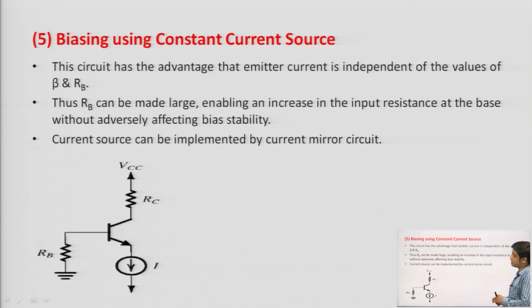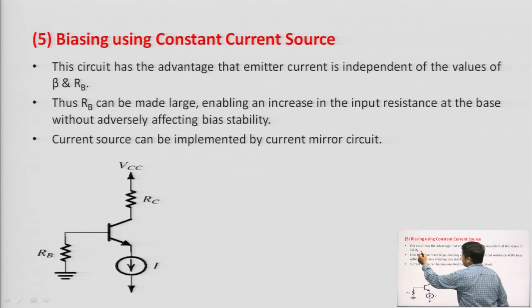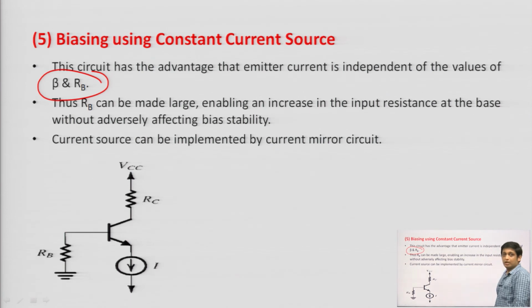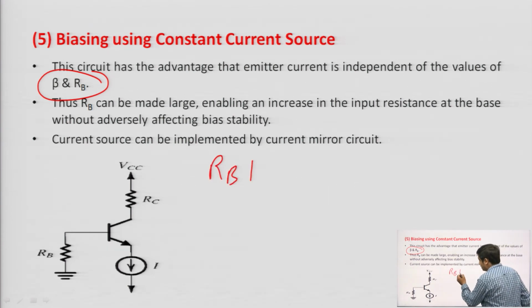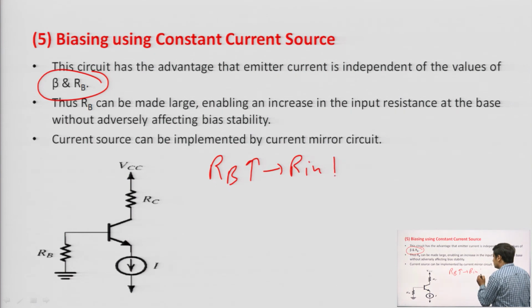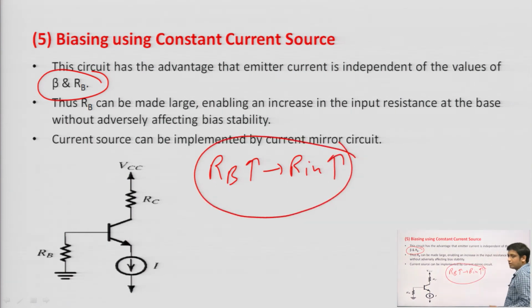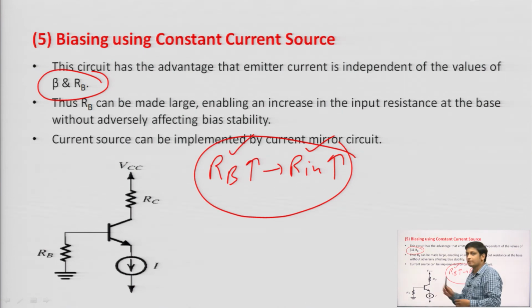Next technique is biasing using a constant current source. It is one of the best biasing techniques, because in this technique the emitter current is independent of the values of beta and RB. It means that now you can increase the value of RB, the base resistance, and so you can increase the input resistance also. Now there is no restriction that RB must be small. You can independently set the value of RB, so you can increase the input resistance, obviously if you are applying the input signal at the base terminal.